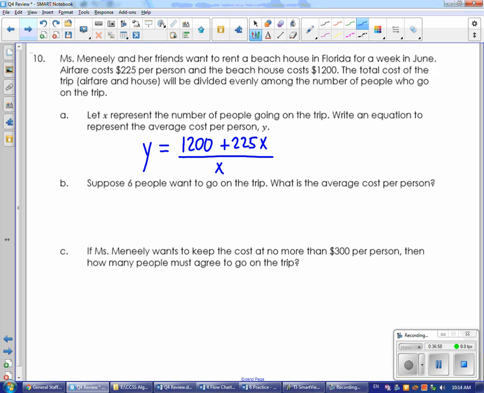And so in letter B, it's saying, well, what about if 6 people go on the trip? What's the average cost per person? So the thing that you have to pay attention to here is, where is that 6 going to go? Is it going to go in for x, or is it going to go in for y? So pay attention to how your variables are defined.